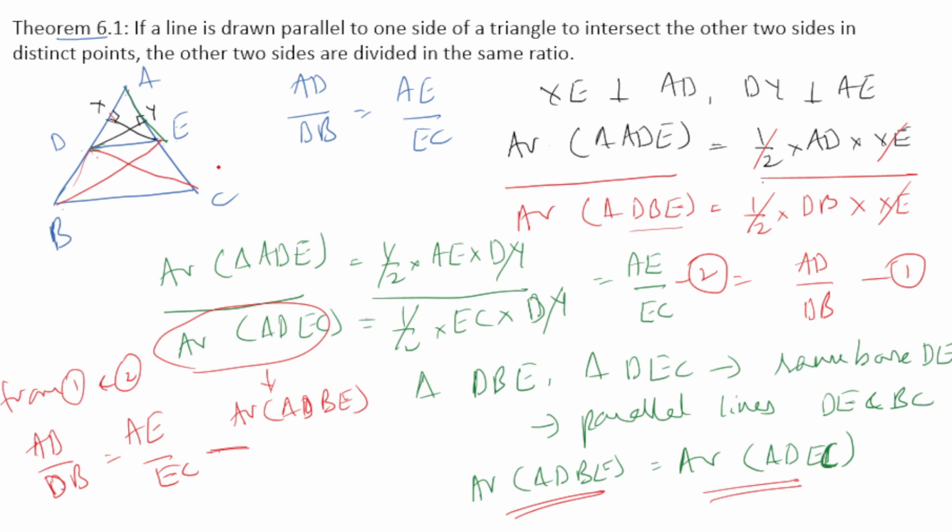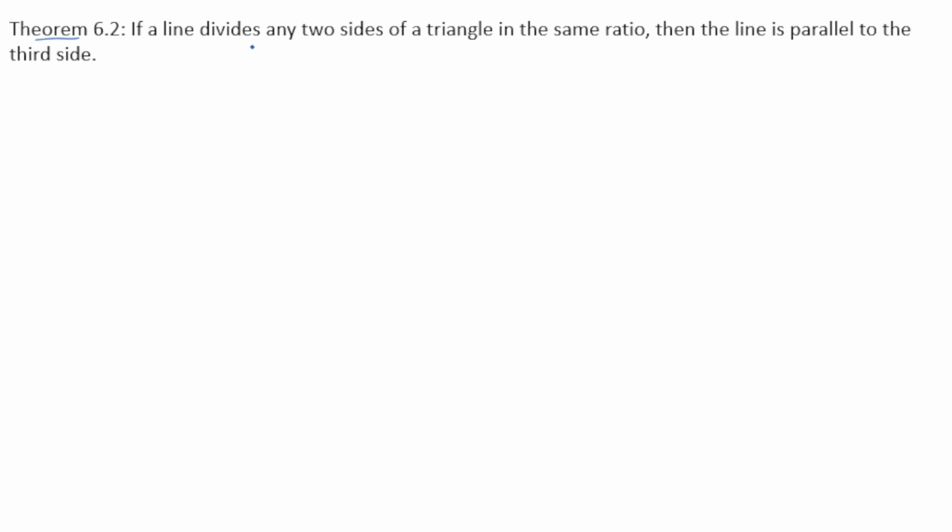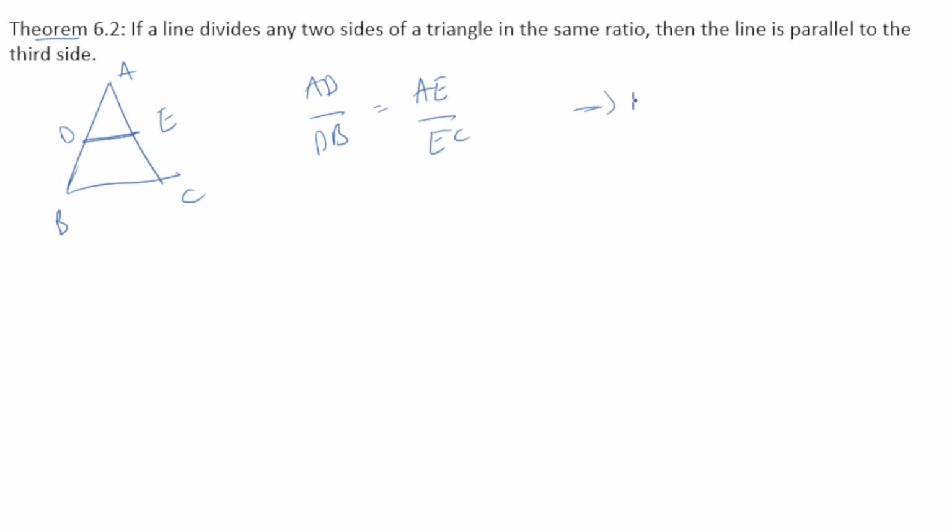Next one, theorem 6.2. If a line divides any two sides of a triangle in the same ratio, then the line is parallel to the third side. See, this is a triangle ABC, and this is a line DE. It divides the two sides AB and AC in the same ratio, that is, AD divided by DB is equal to AE divided by EC. Then DE is parallel to BC. This is theorem 6.2. You have to remember this.